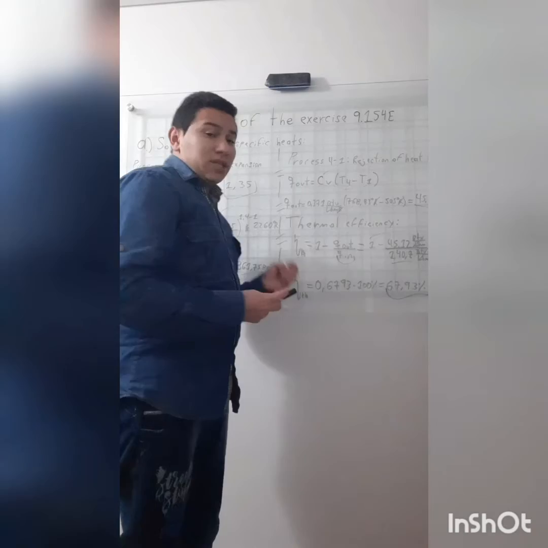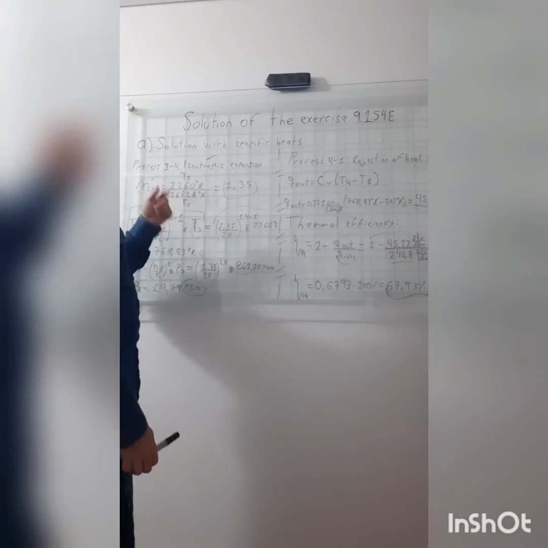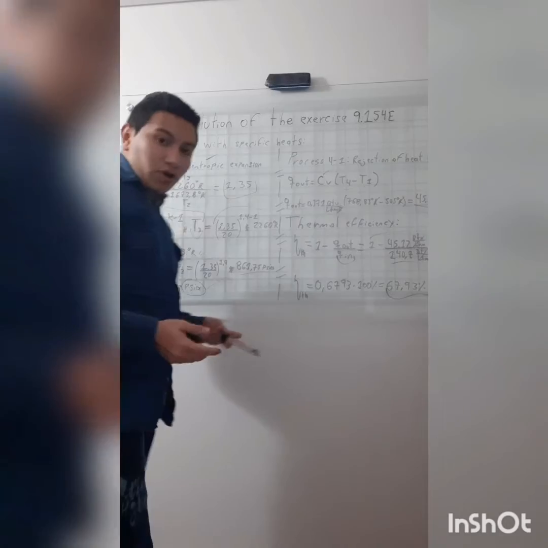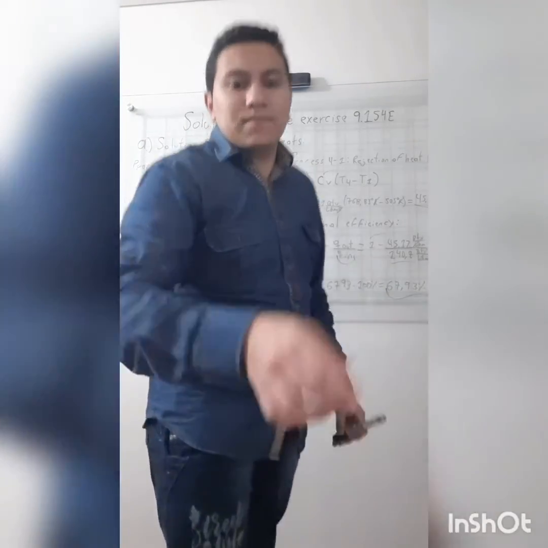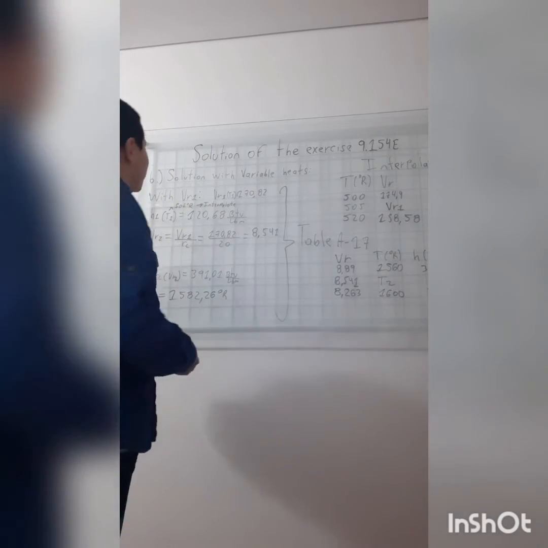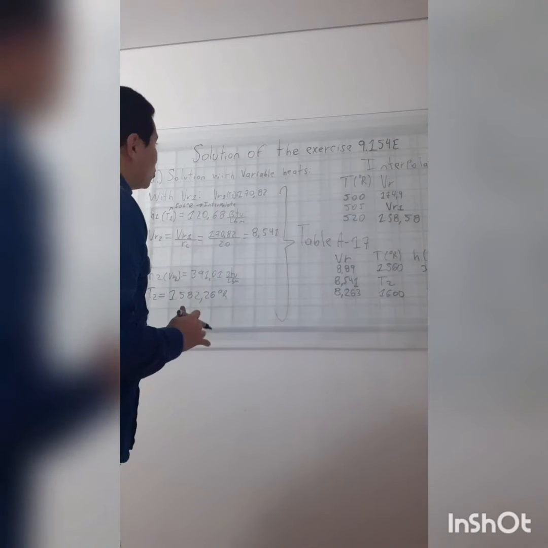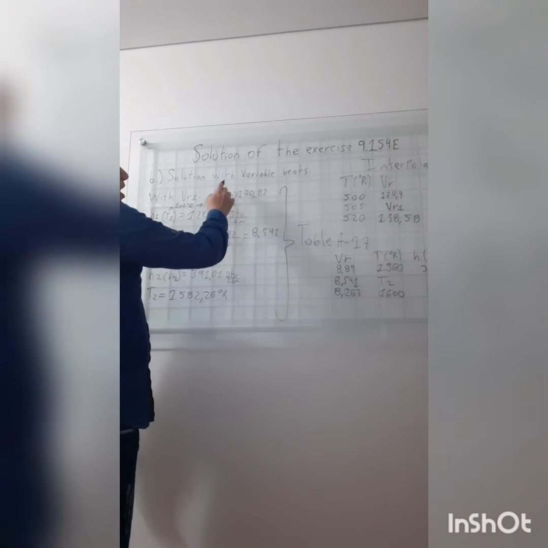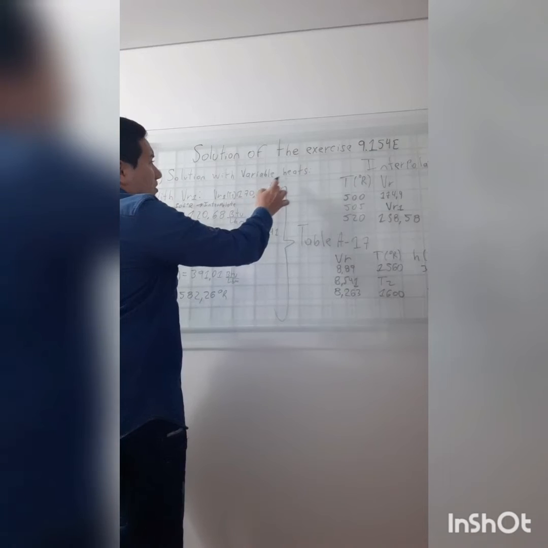to do this process, but with a change in the method. Right now we are going to continue with the exercise in part B, that is this solution, but with another method, that is with variable specific heats. Well, we are going to continue with this analysis. In this part, we are going to start with the process solution with variable heats.